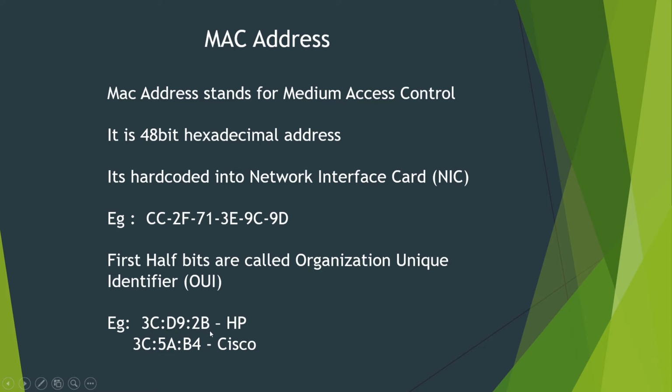And these are examples of organization unique identifiers. If you bought any HP network interface card, the first 24 bits will be 3C, D9 and 2B. And if you bought Cisco's network interface card, the first 24 bits are going to be 3C, 5A, B4. These cannot be changed. It's not that they cannot be changed, but some manufacturers make sure that these bits are permanent. These are hard coded into network interface cards, and most manufacturers do not allow changes for security reasons.